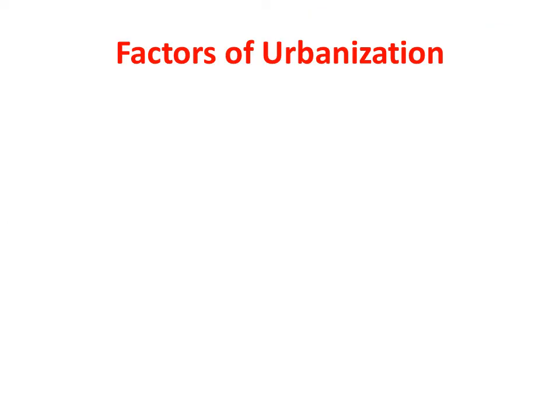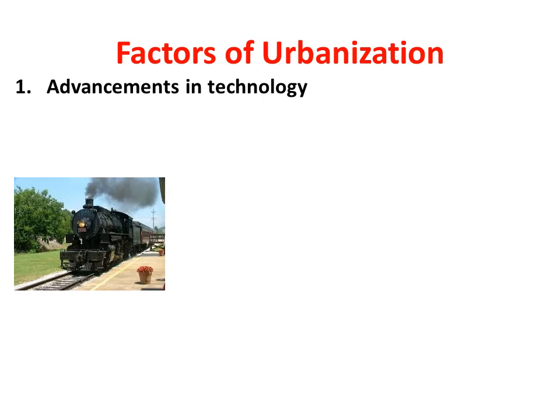There are a number of factors that led to the urbanization of Texas and a number of causes. We're going to take a moment to look at a few of those. The first one would be advancements in technology. For example, the railroad played a huge role in the development of Texas and the urbanization of Texas. Other inventions included the cotton gin, the steel plow, and the oil derrick.